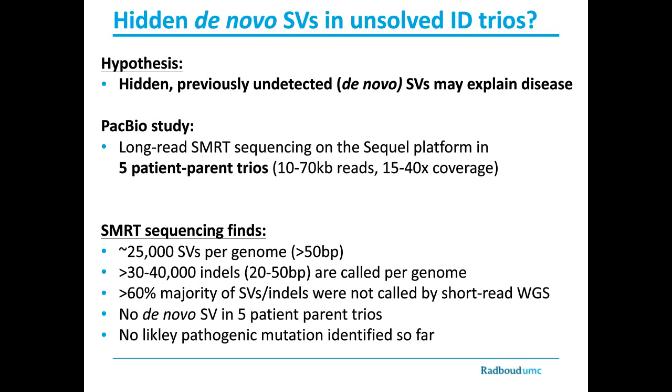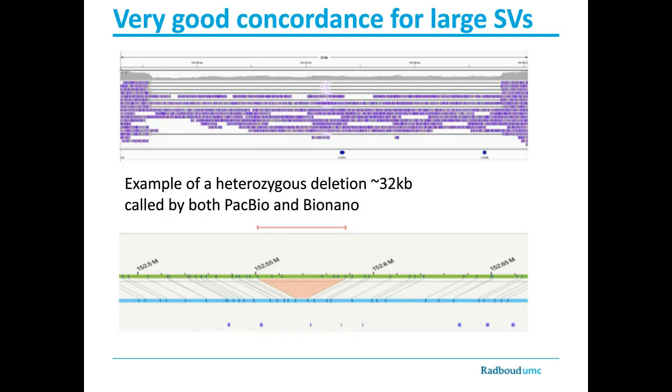What we've done now is actually analyze the exact same 5 trios with a Bionano system. Here you just see an example of a 32 kb deletion, which is called by PacBio very convincingly in the upper panel, and the lower panel is showing us the very same deletion in a Bionano call. And there you see the assembly again, supporting that event.